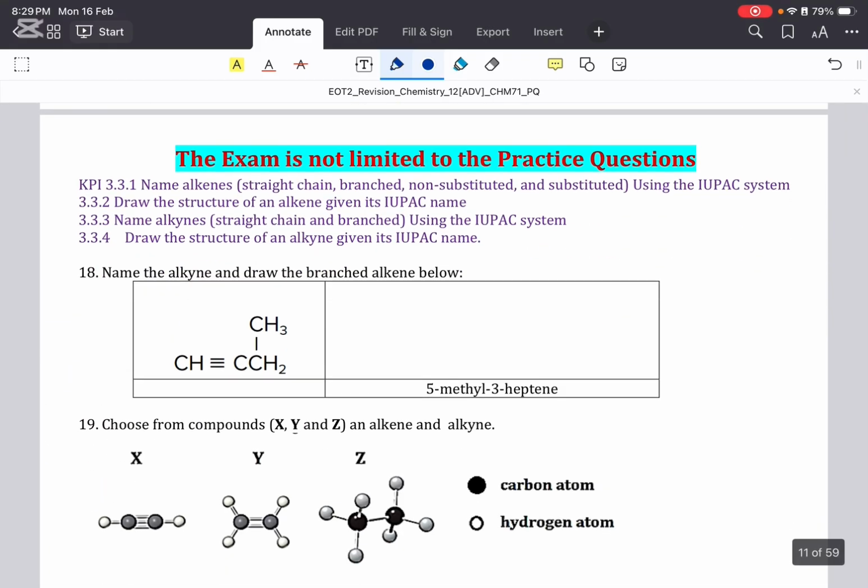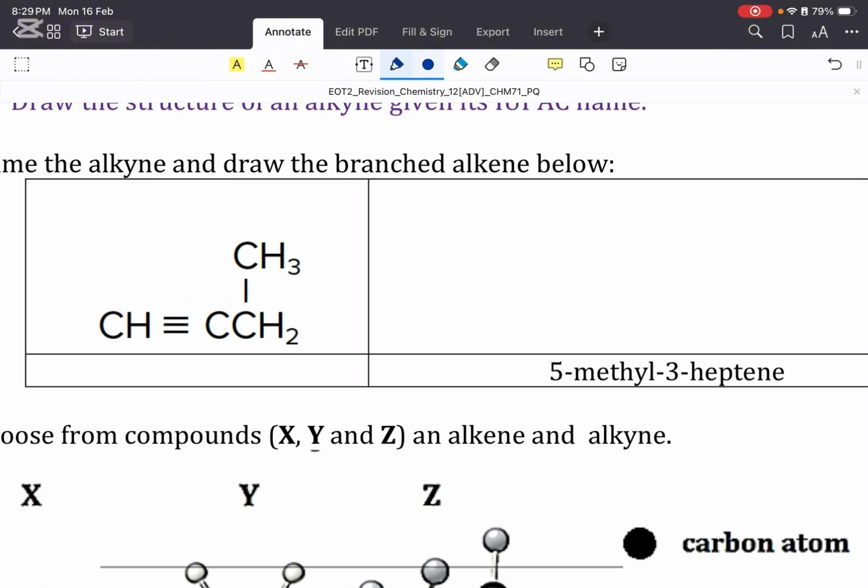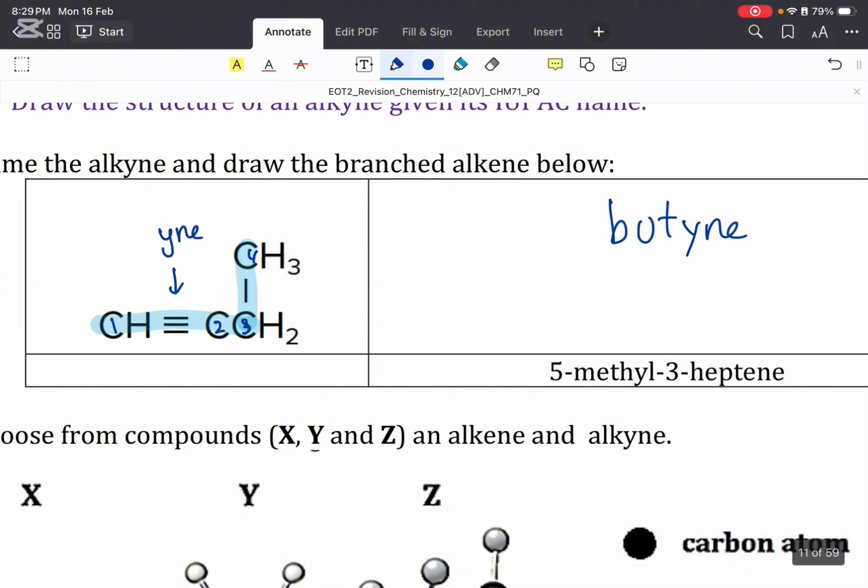Next, now naming and drawing. So let's name this one. What is the main chain? Many students will think that this is the main chain, but that's wrong, because the main chain is the longest possible carbon chain, including the triple bond. So I have 1, 2, 3, and 4. As I told you, write the number inside the carbons. If I have 4, it means it's a but. Since I have a triple bond, it's a butyne. Where exactly? On the first carbon.